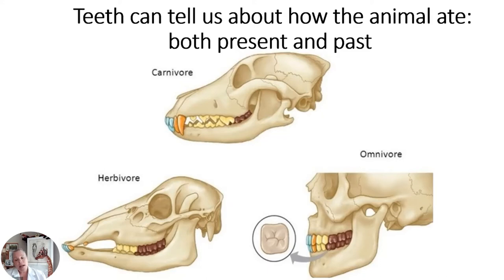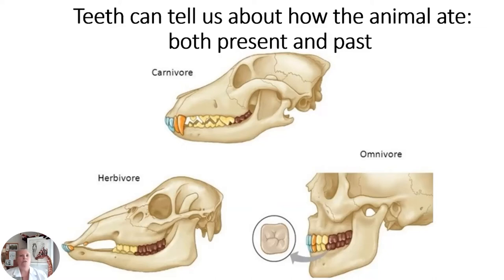All right. Then the last kind of eater is an omnivore. An omnivore is an animal that eats everything. It eats plants and meat or other animals. So if you look at our omnivores, that's a human skull. And we have the incisors here in the front, on the top and the bottom.